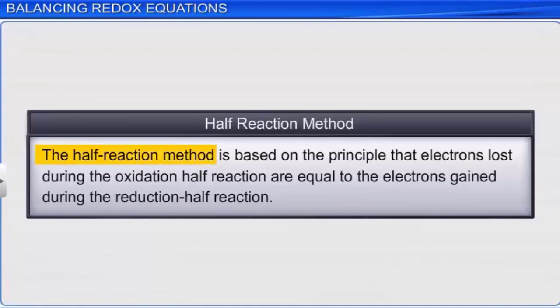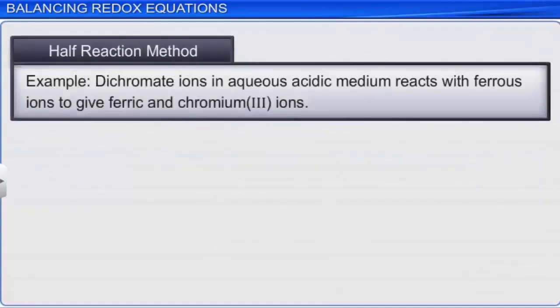The half reaction method is based on the principle that electrons lost during the oxidation half reaction are equal to the electrons gained during the reduction half reaction. Let's look at an example. In this reaction, dichromate ions in aqueous acidic medium reacts with ferrous ions to give ferric and chromium 3 ions.